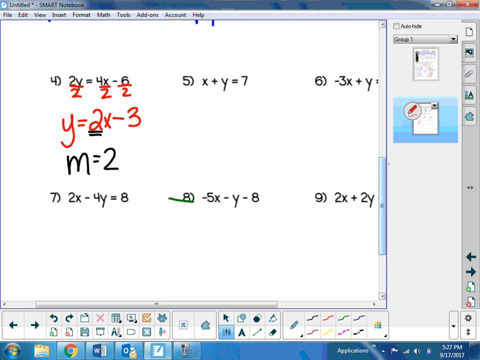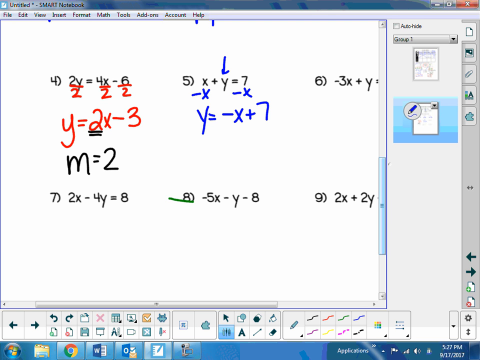Okay, let's look at number 5. x plus y equals 7. So I need to get y here all by itself. So that means I need to get rid of x. Right now that's a positive x, so I need to subtract that x away. So I have y equals, I have a negative x plus 7.